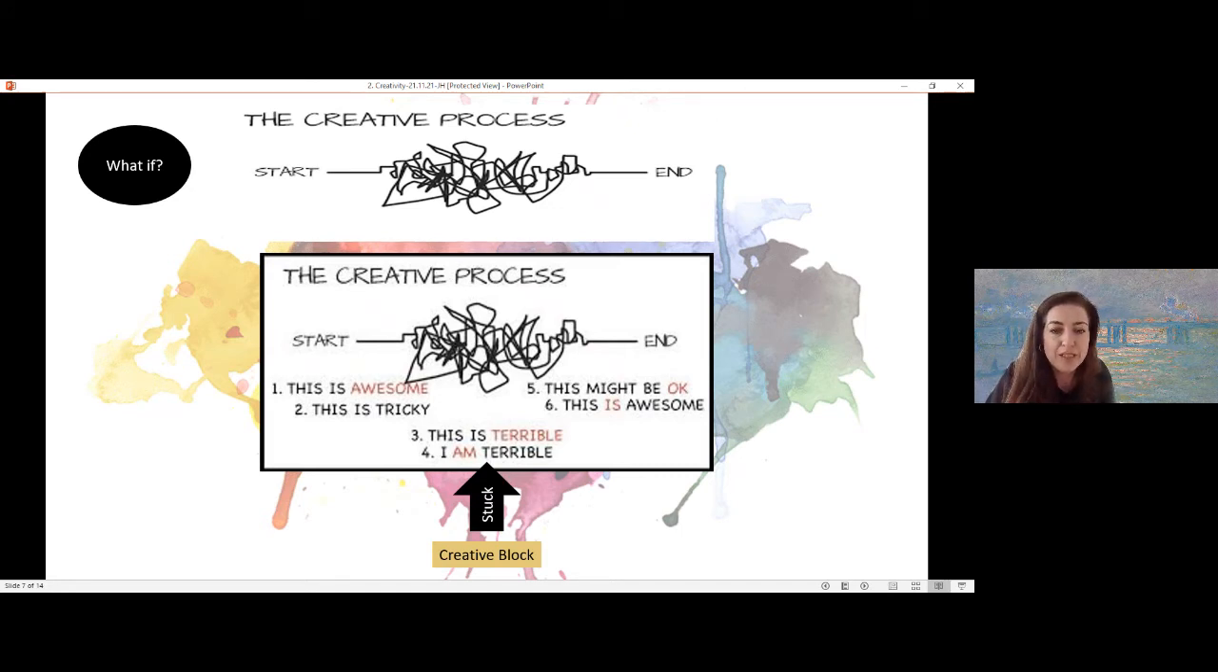Maybe I'm not able to do this. And then when you push through, actually you think, okay, this might be okay. And then you end with, this is awesome. So it's kind of coming through that cycle. And that's where a little bit of self-motivation is needed.